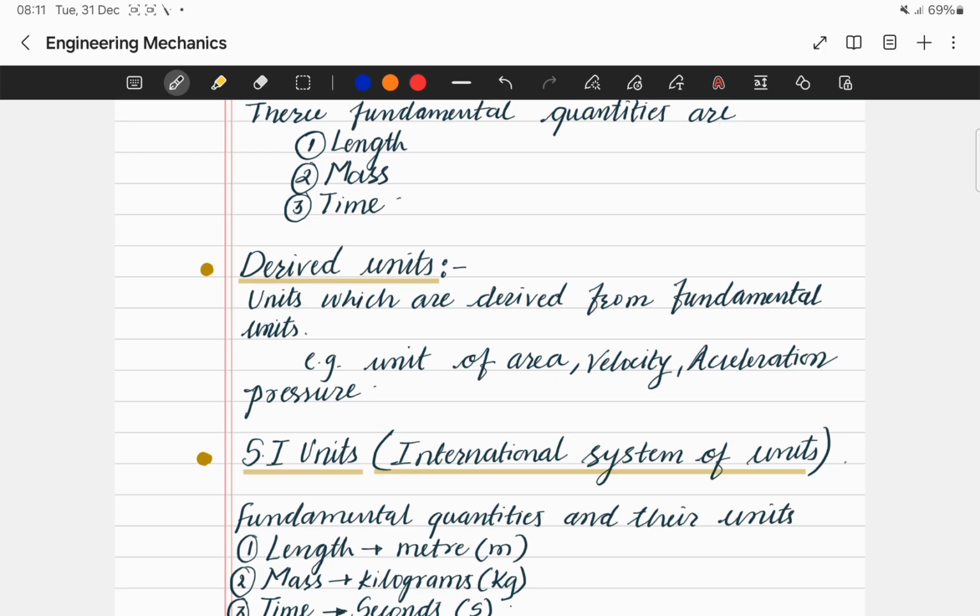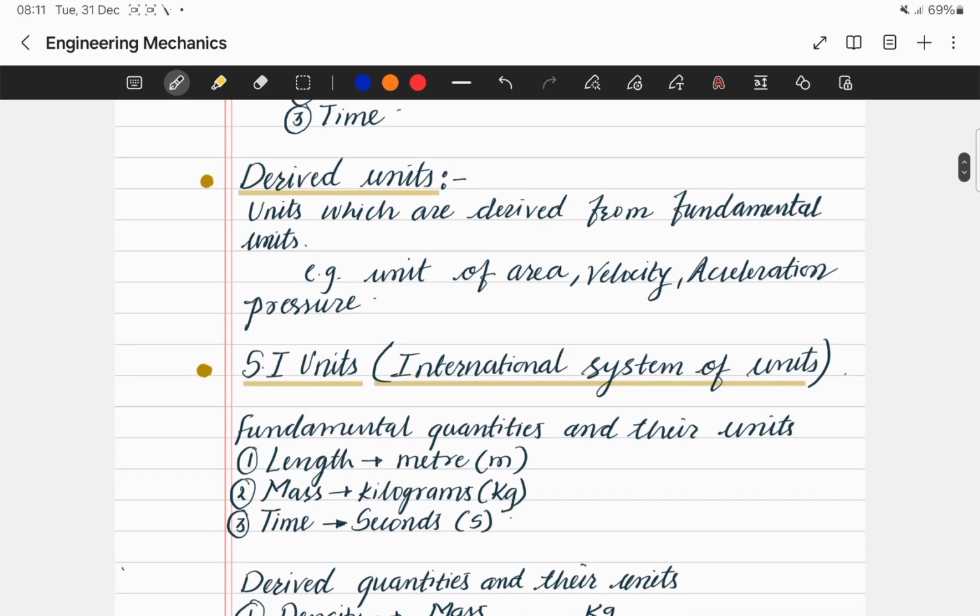If we consider acceleration, what is acceleration? The change in velocity with respect to time, that is nothing but acceleration. So again there is velocity and time, so again it is a derived quantity. Okay, so the units of these derived quantities will also vary.